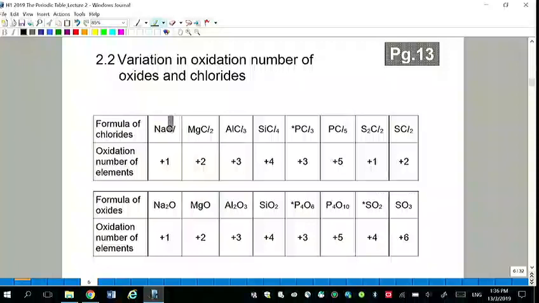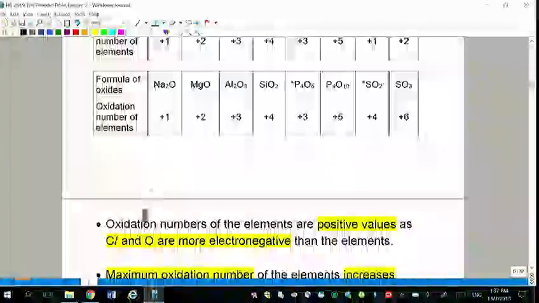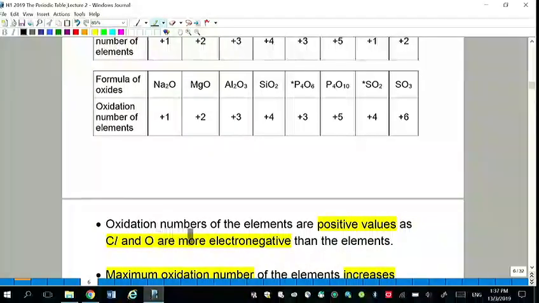When I look at chlorine and oxygen, these two are actually more electronegative. In our syllabus, generally you need to know that fluorine, oxygen, nitrogen, and also chlorine are the 4 electronegative atoms that you need to know. So when all of my period 3 elements are bonded with them, they will have a positive oxidation number. That is the first point we want to talk about: because O and Cl are more electronegative, you will have a positive number.